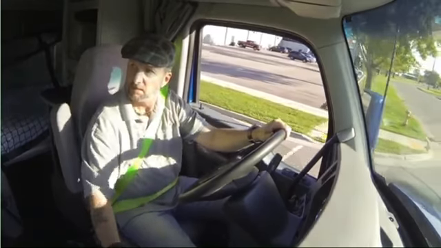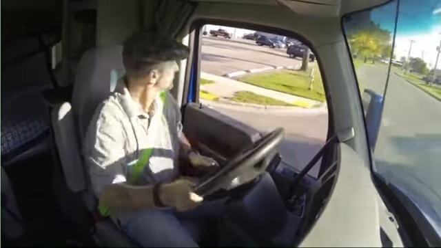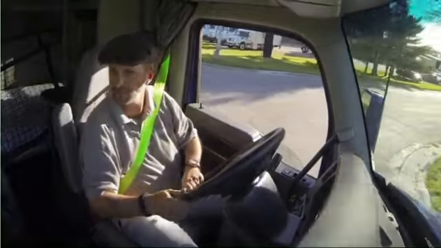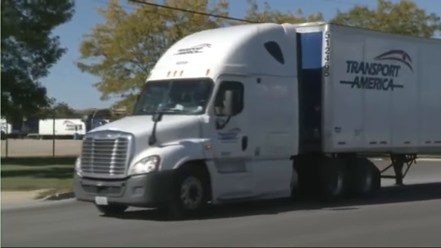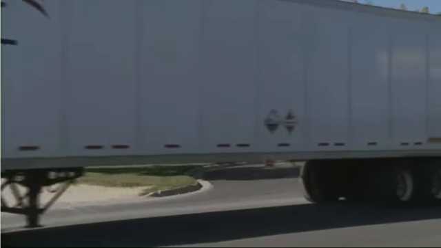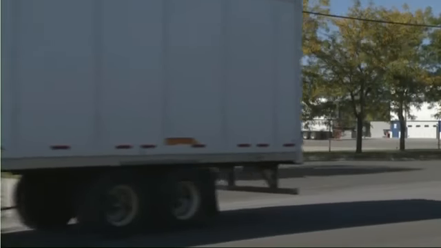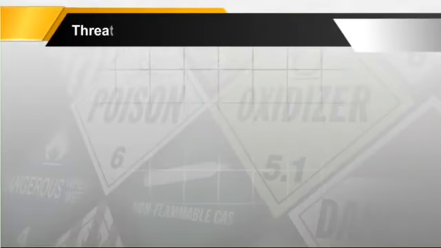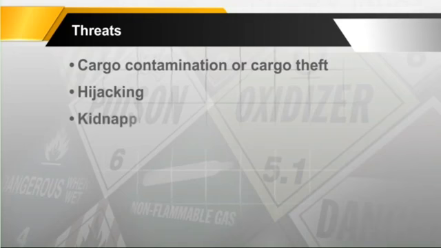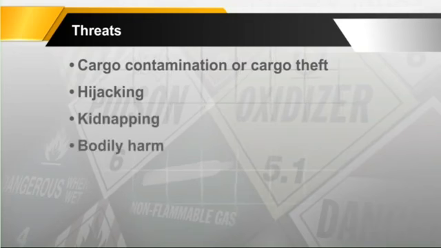How many times have you heard drivers are the eyes and ears of the company when out on the road? It's also true that drivers play an important role in alerting law enforcement and emergency personnel of anything that may require their immediate attention. Drivers may face numerous threats: cargo contamination or cargo theft, hijacking, kidnapping, bodily harm, and even death.